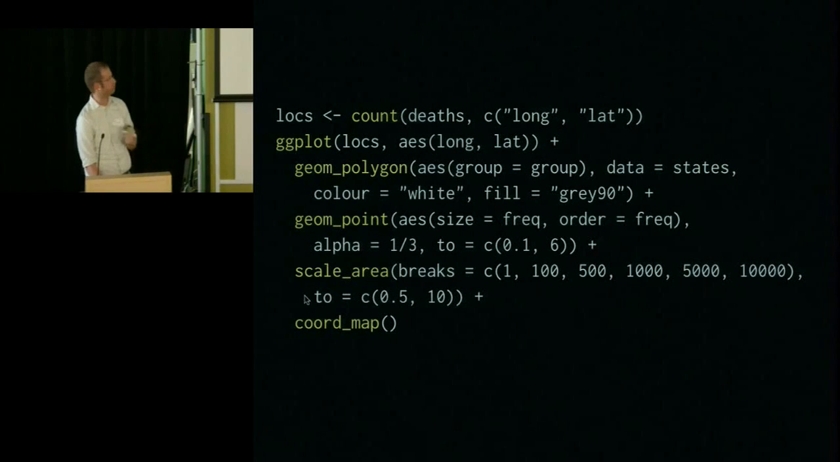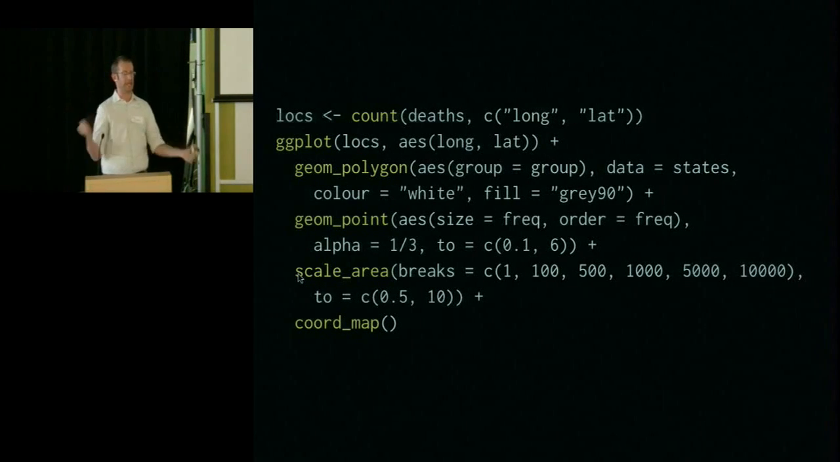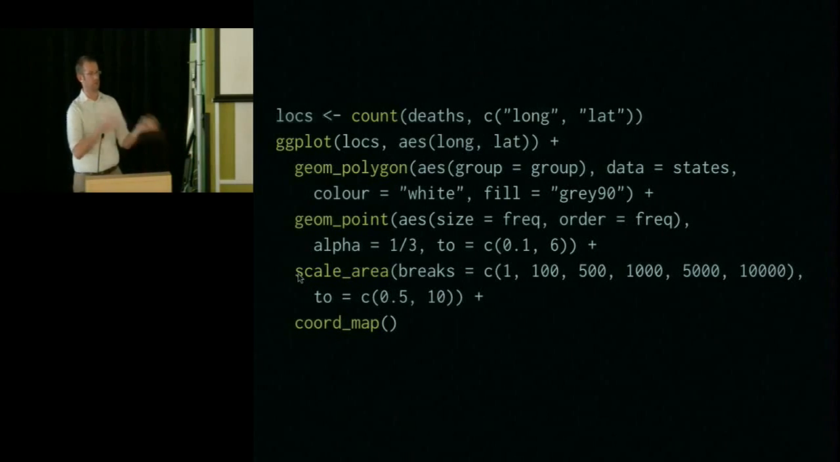I need to do one little tweak to that size. We know that when we look at dots, we perceive their area rather than their radius. So I need to adjust the scale that's used to map values to radius. I need to do a square root transformation, which is what scale area does.